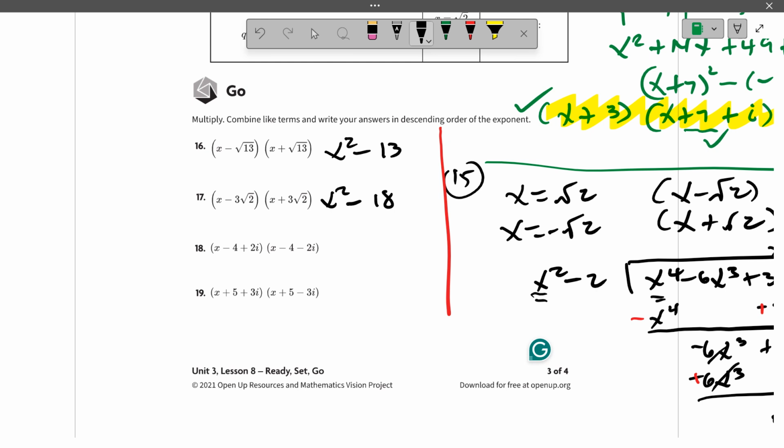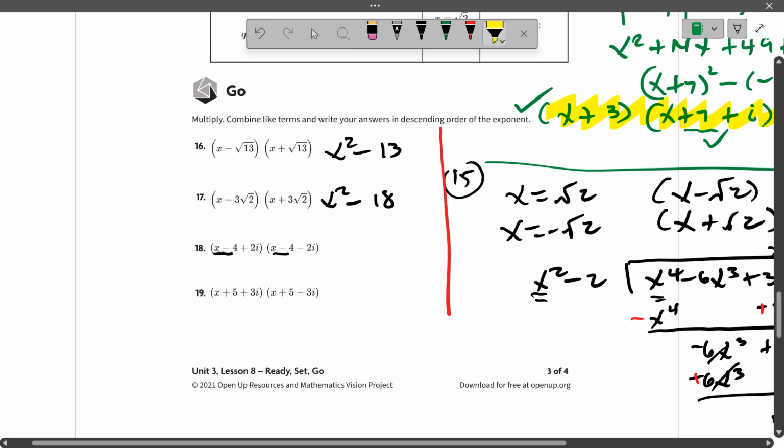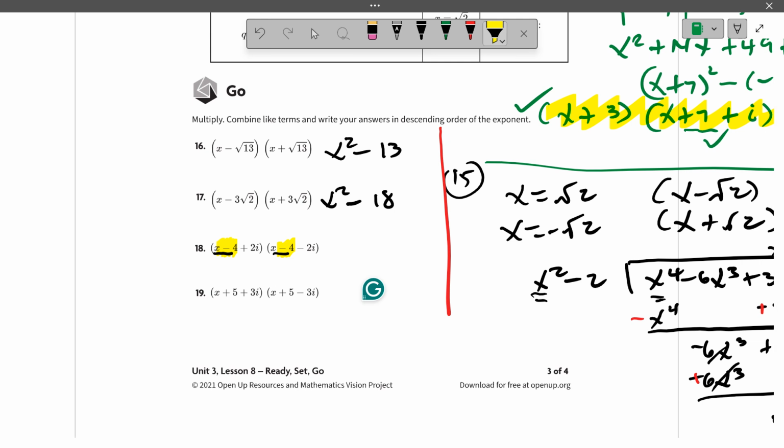All right, the next one gets a little trickier. Because what I'm going to do with this is I'm going to treat this the same way I treated 16 and 17. But I'm going to look at this as x minus 4 plus 2i and x minus 4 minus 2i. So I'm just going to stick with the FOIL method where I see this as conjugates, because I'm seeing this as my first part of the conjugate. And this is the second. Well, both the x minus 4s are the first. And the second ones are the minus and plus 2i.